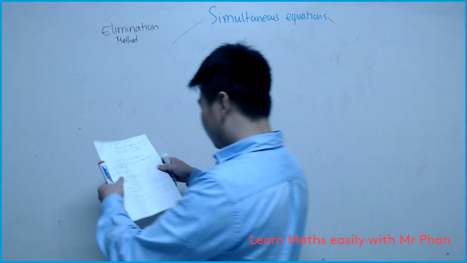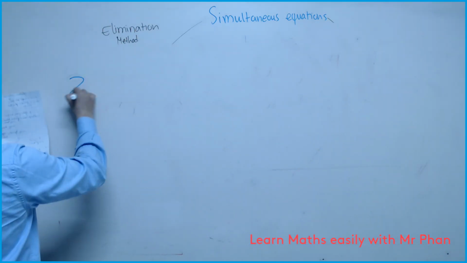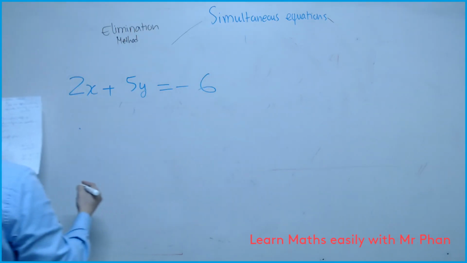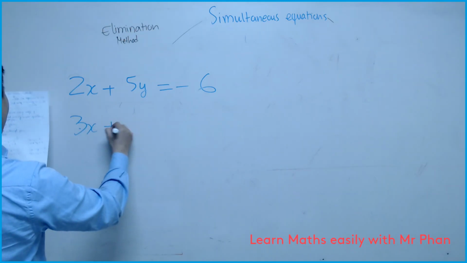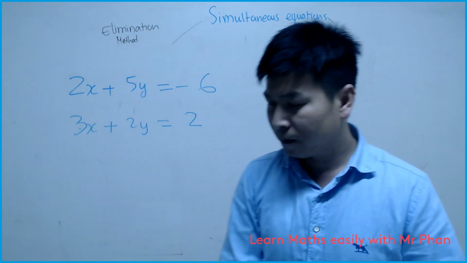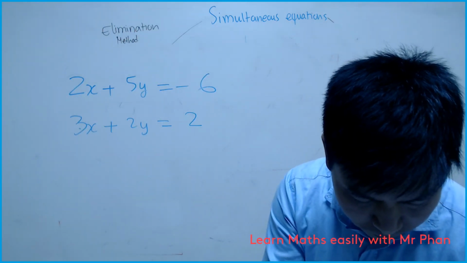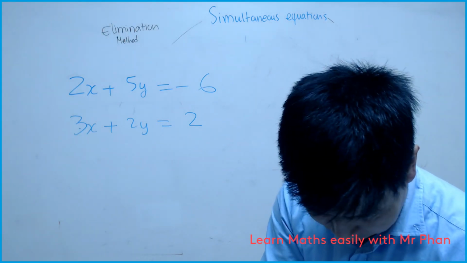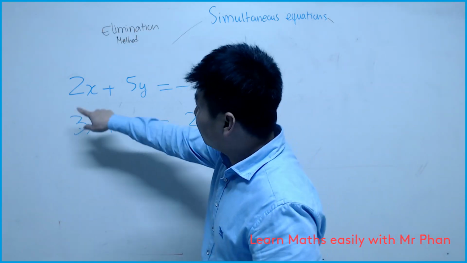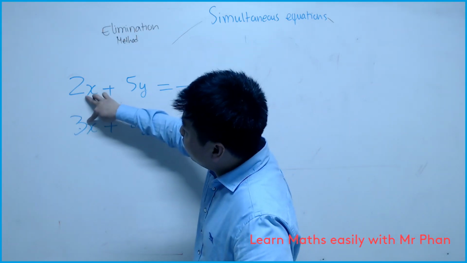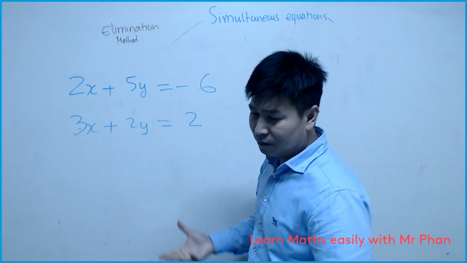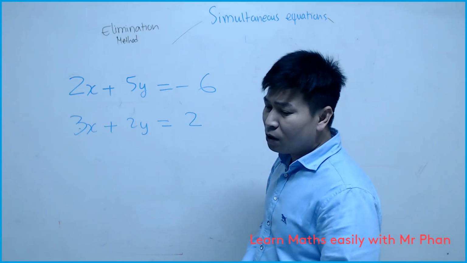For example, this one here. You got 2x plus 5y equals negative 6, and you got 3x plus 2y equals 2. You see that here? So in this case, you look here. Again, the coefficient of x for the first equation and the second one is not the same, 2 and 3. And the coefficient of y is 5 and 2, not the same. So I can't multiply by one number here.